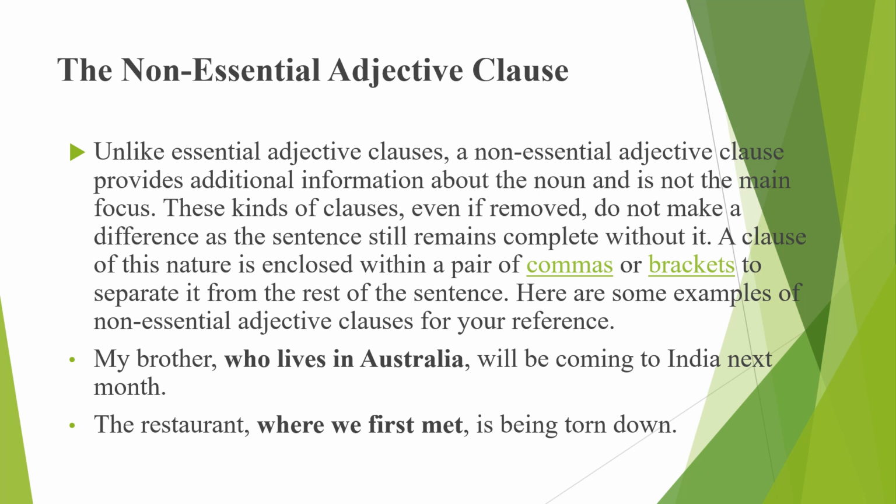Number one, you can see: my brother, who lives in Australia, will be coming to India next month. This is a non-essential or additional clause, because if you remove it, we can still get the idea of the sentence. Who is a relative pronoun. Who lives in Australia is a non-essential adjective clause.